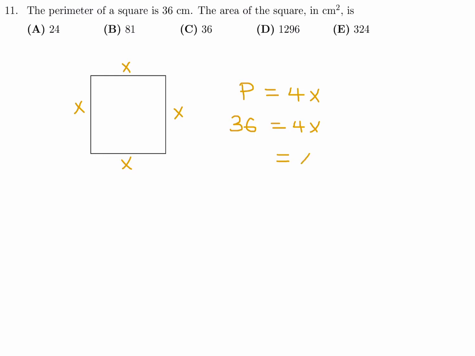So x would be 36 divided by 4, which is 9. So one side of the square is 9 units. Now the area of the square is x squared. So since x is 9, it would be 9 squared, and that is 81. So number 11, the answer is B.